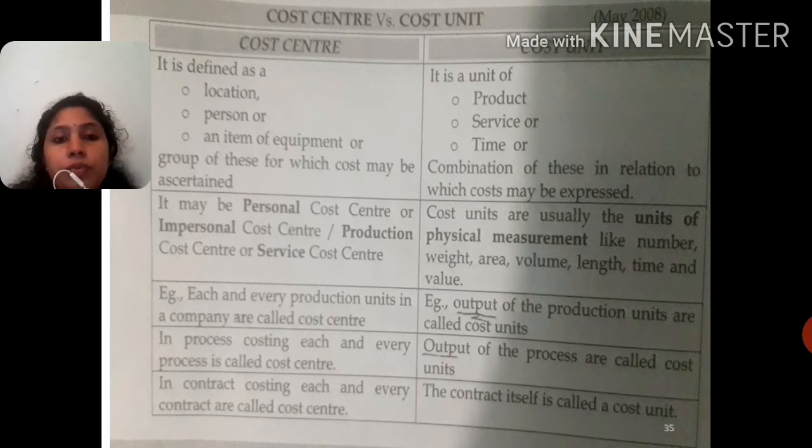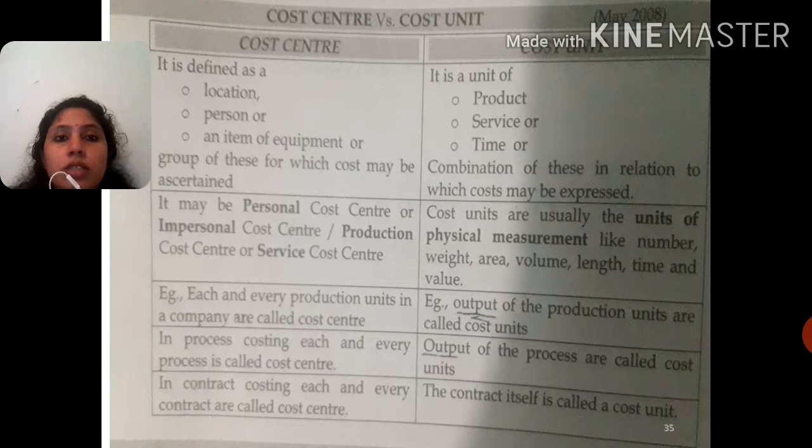Okay, see the cost unit column. The output of the process is called cost units. If a manufacturing company is following process costing, the raw material will go through the different processes. Finally, we will get one product. That final product's measuring unit is called the cost unit. Clear, I think so.